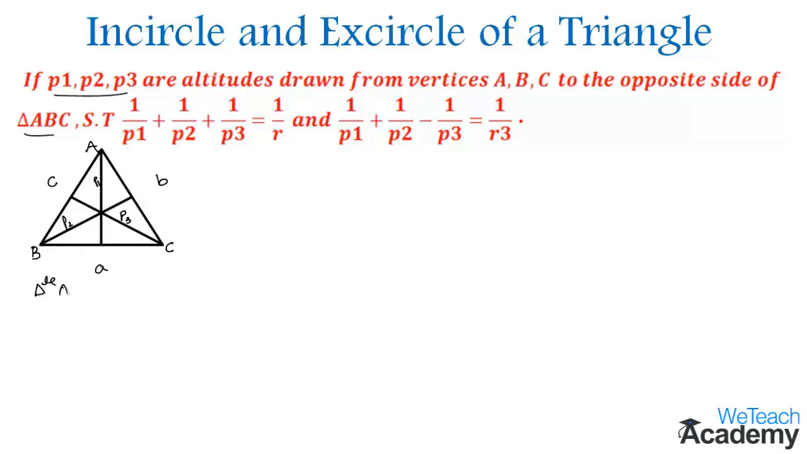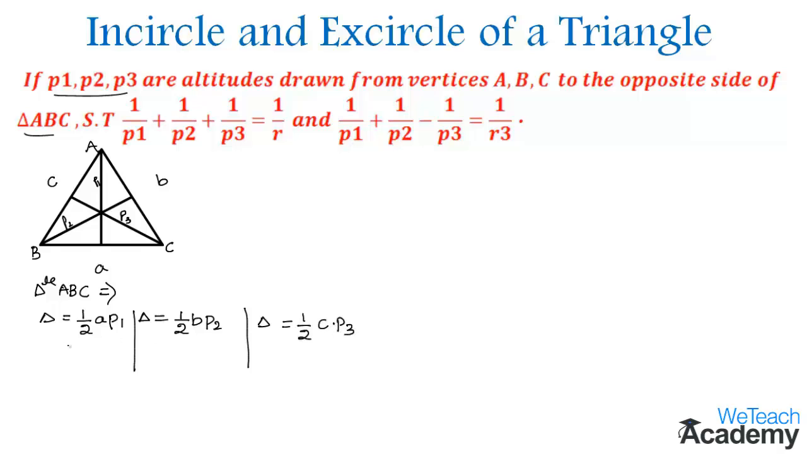So the triangle ABC consists of 3 triangles. So we get separate areas of each triangle. So the area of triangle ABC will be equal to delta is equal to half into base, which is A, into the height P1, and the area of triangle CBA will be half into the base B into the height P2, and then for the other triangle the area would be delta is equal to half C into P3.